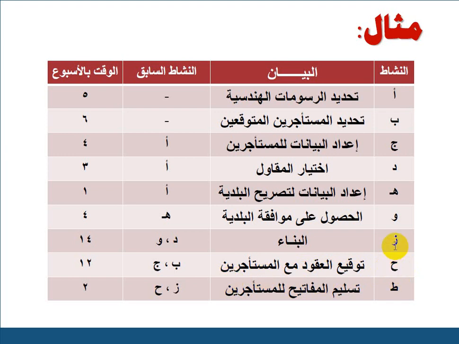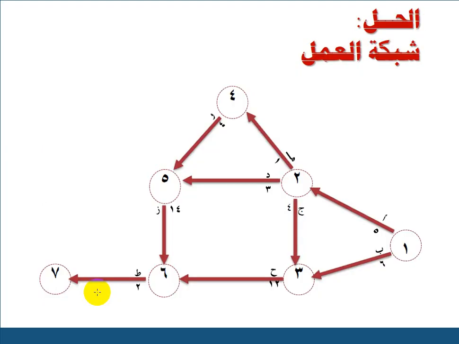الحاء كما ترون أمامكم والزاي كما ترون أمامكم تنطلق منها ضاء. والترتيب كما هو: الوقت في الأسبوع, the duration in a week: 5 days for activity A, 6 days for activity B, 4 days for activity G, 3 days for activity D, 1 day for activity H, 4 days for activity Y, 14 days for activity Z, 12 days for activity H, and 2 days for activity A.